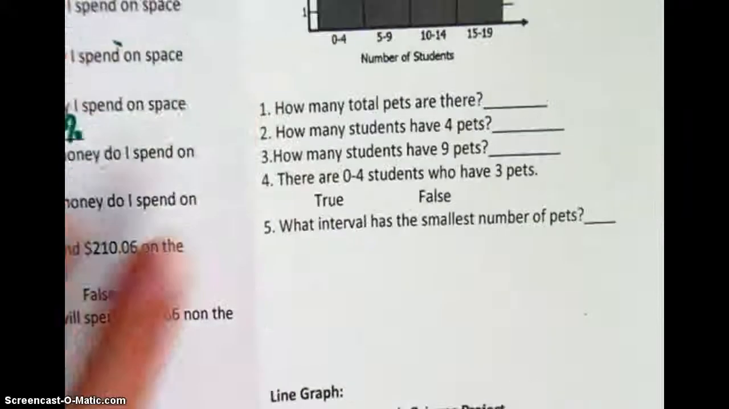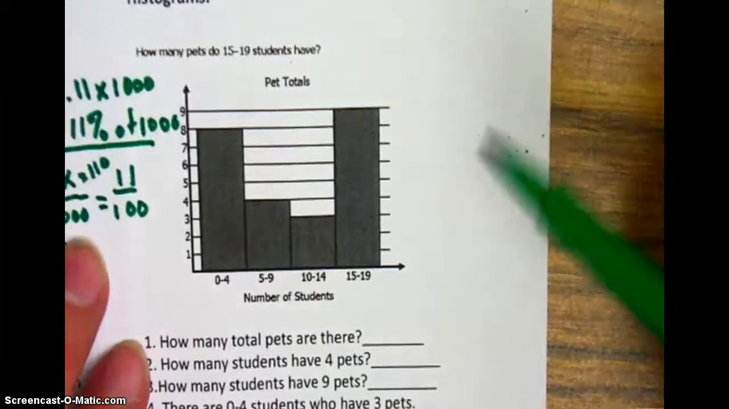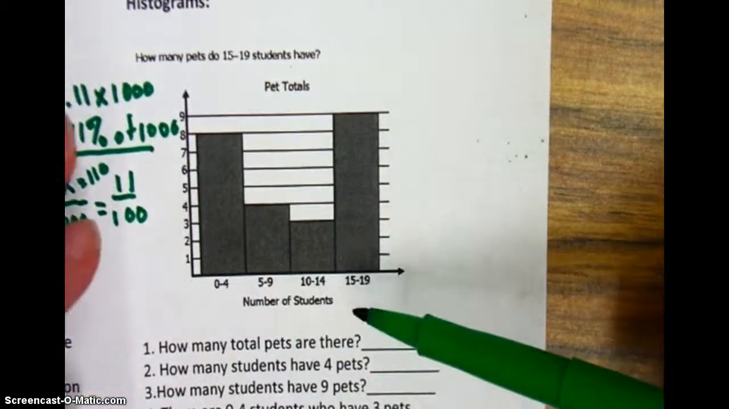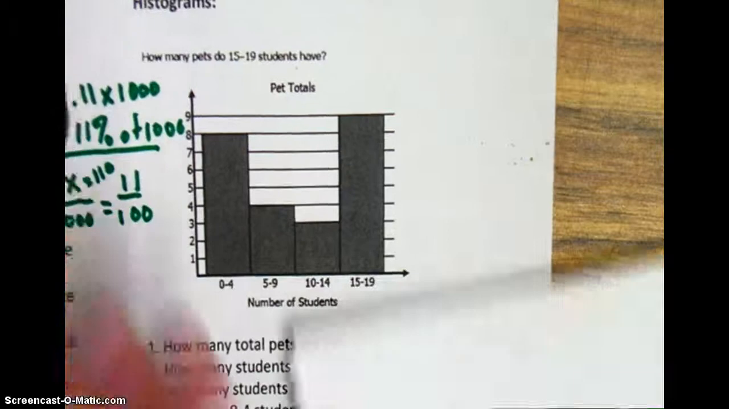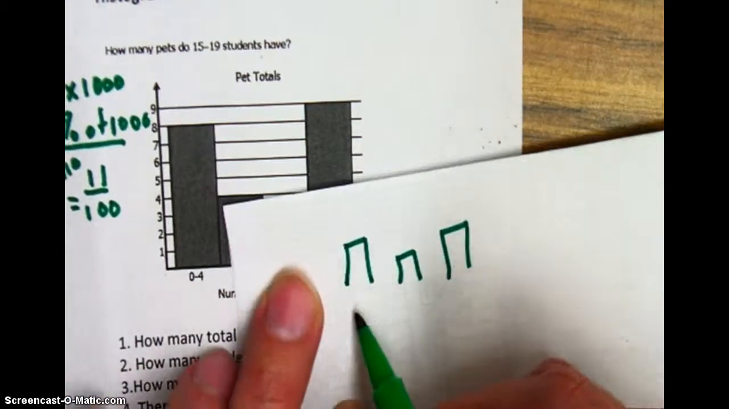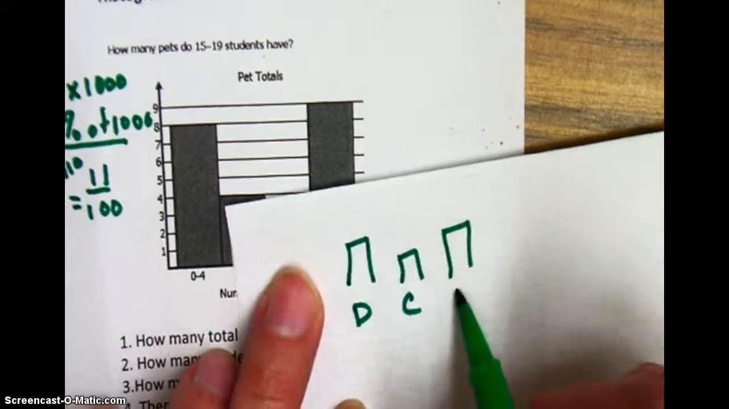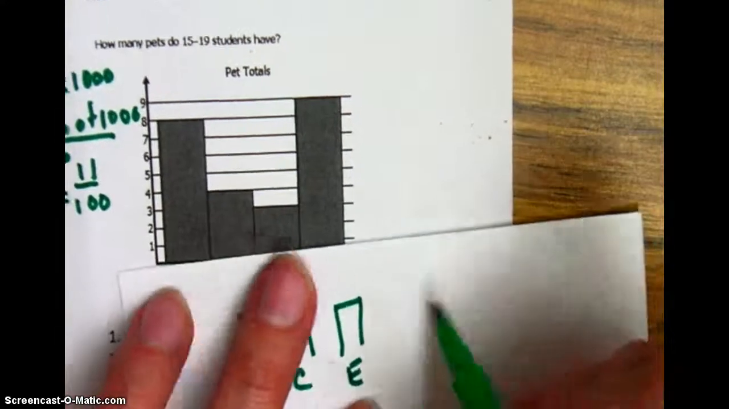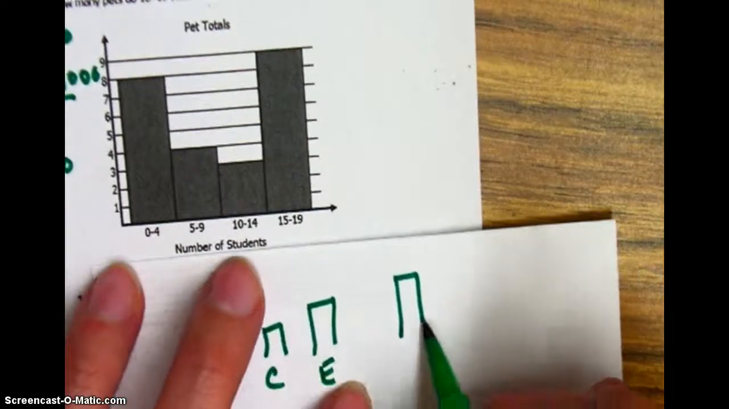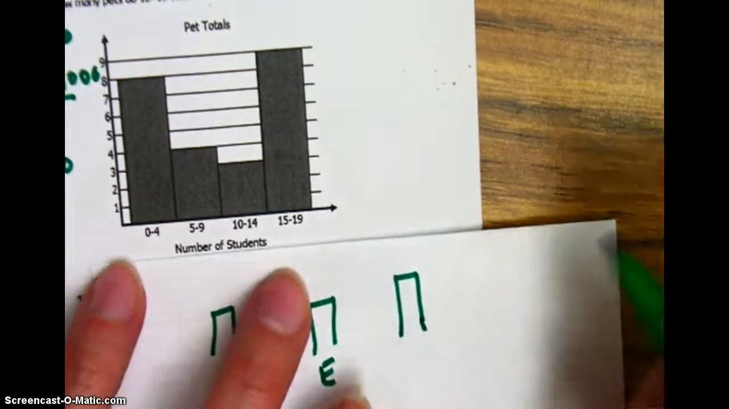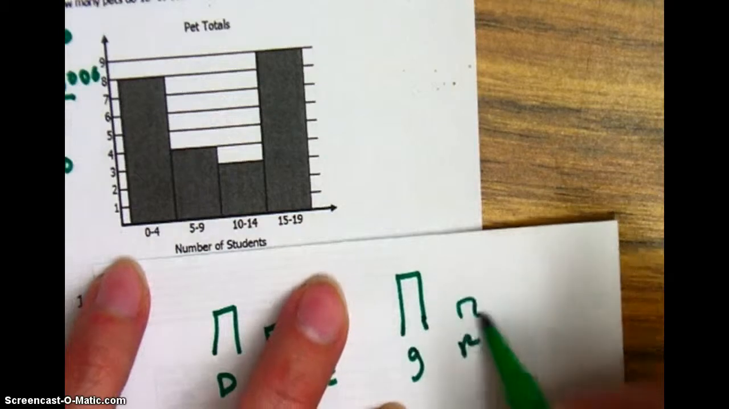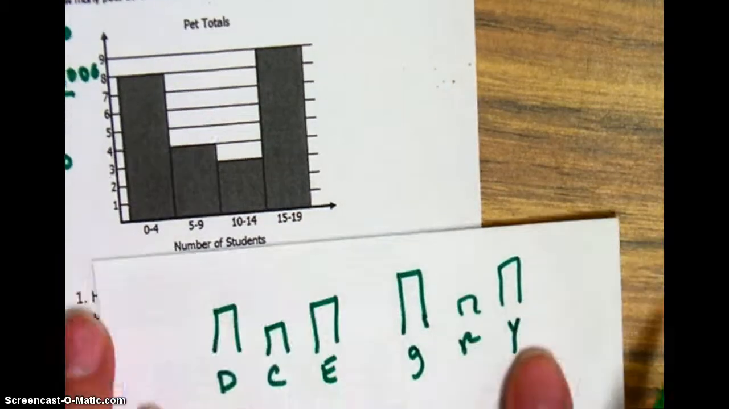Moving on to the histogram, how many total pets are there? So here's the difference between a histogram and a bar graph. A bar graph usually has spaces between the bars, because you can say that this represents dogs and cats and elephants, or it can also be represented by numbers, or maybe not numbers, like colors. This is green and red and yellow. Okay, so these are bar graphs.